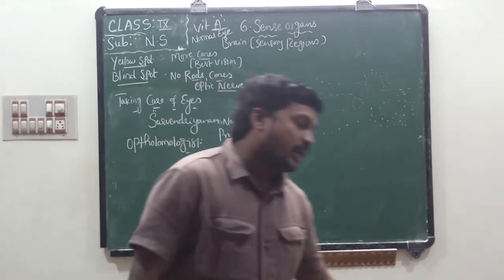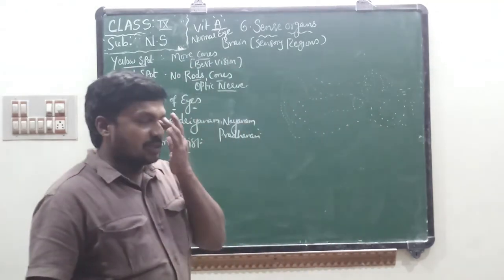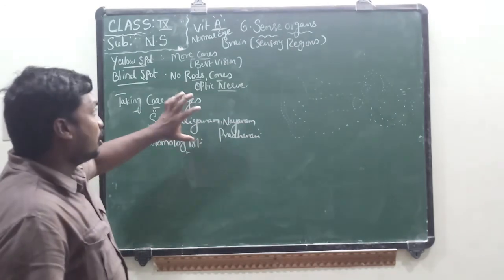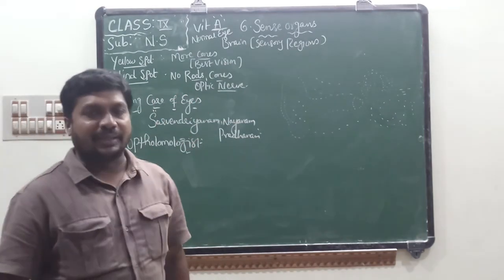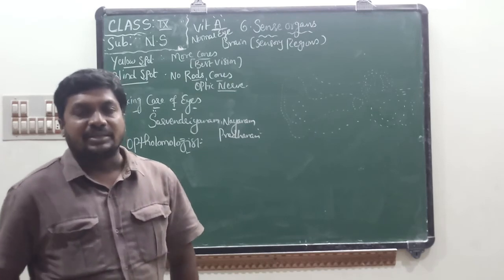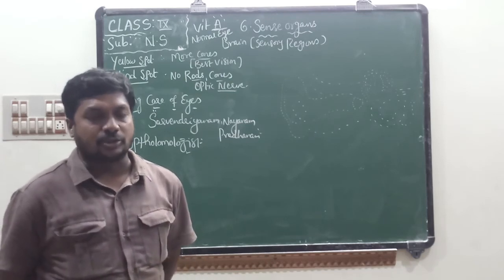So this is about caring of eyes. Okay, this is about the eye. The first sense organ of the 5, the first one, the eye, is completed. Next, in the next class, I will explain about the second important sense organ, that is the ear.